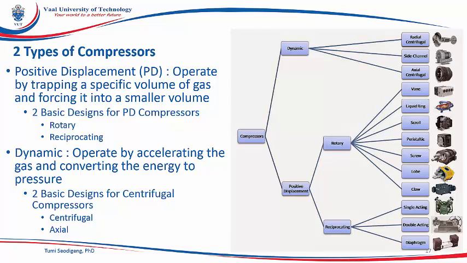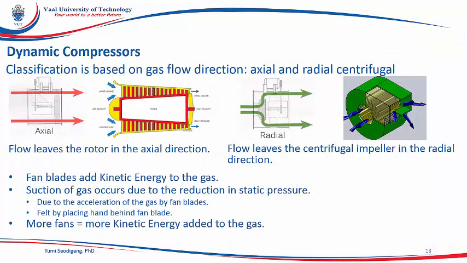Okay, this concludes a detailed look at the positive displacement compressors. We will now take a look at dynamic compressors. As stated earlier, these compressors operate by accelerating the gas and converting the kinetic energy into static pressure. The two commonly used types are the axial and radial centrifugal compressors.